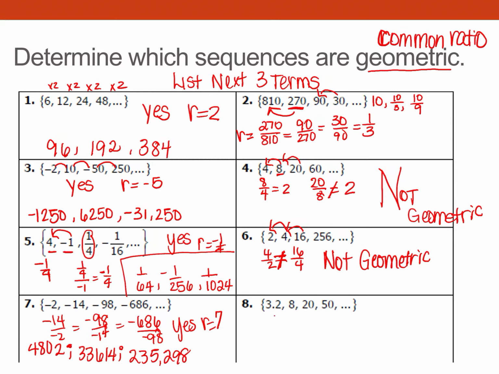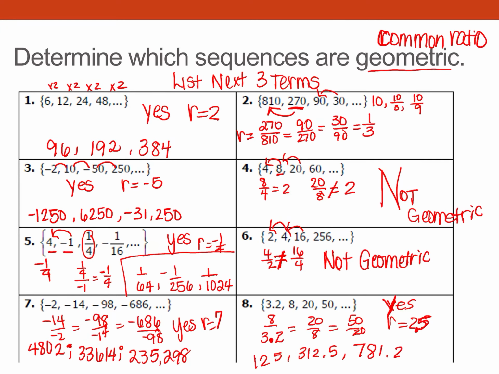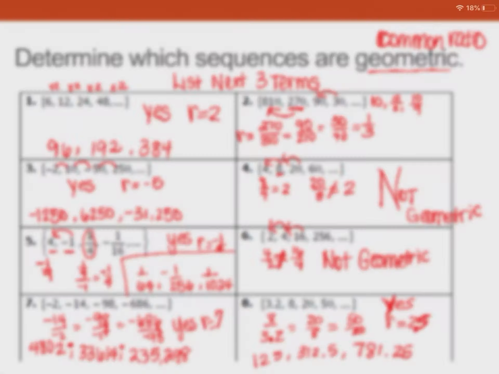Now let's look at number 8. If we divide those, 8 divided by 3.2, is that the same as 20 divided by 8, and is that the same as 50 divided by 20? We divide and get 2.5 for each term. So yes, this is geometric. And the next terms are 125, 312.5, and 781.25. Hopefully you got those all correct.